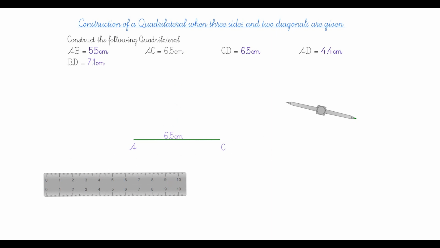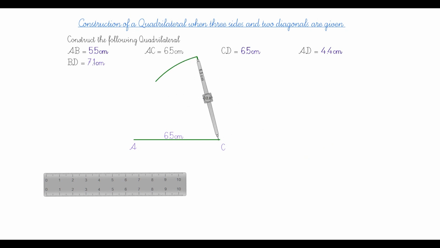Once we are done with marking A and C, we have to find the place for B and D. So first we will use the length of CD and AD to locate point D. For this, what we have to do is take a compass and on that set the length of these values. We'll first do CD. CD is 6.5. Set the compass to 6.5 with C as center. We have to draw an arc.